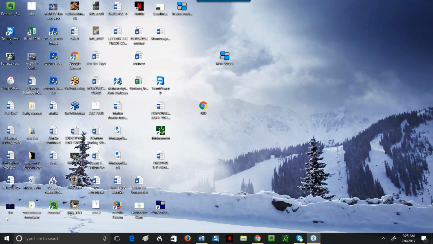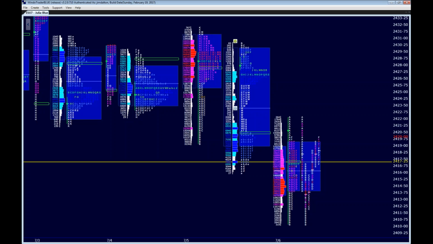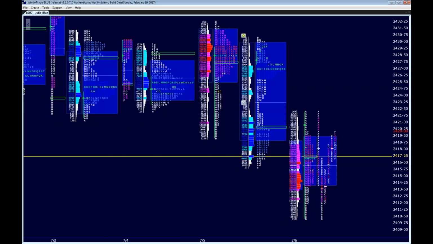And what we saw when we just left it was that the market had a chance to raise the point of control, but it was unable to do that. So now we've got Julia's screen up in front of us. Julia, thank you very much. So you can see what we're talking about.